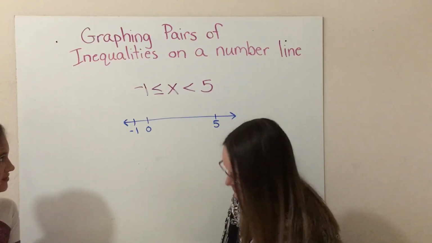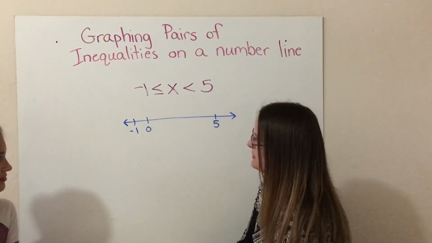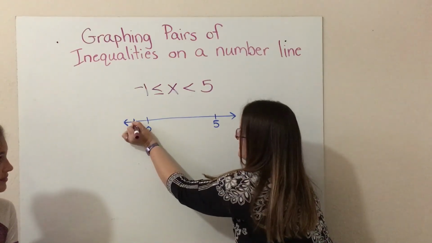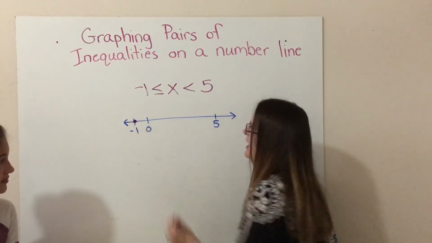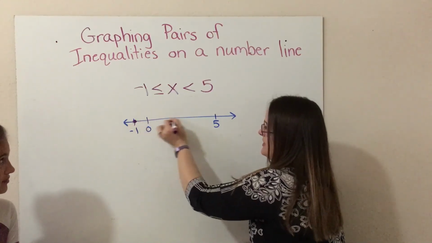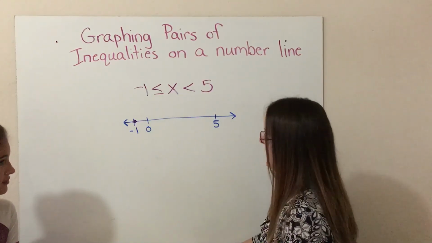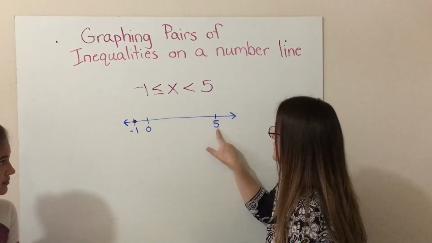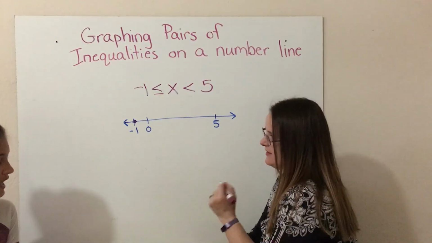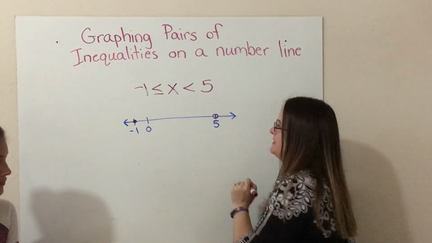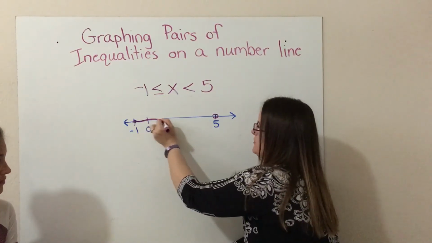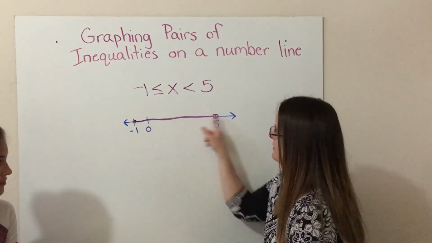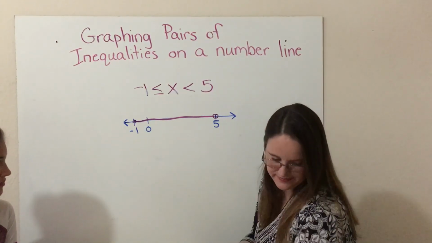So on my -1 here, should I have an open dot or a closed dot? Closed dot. It should be closed because of that equal sign. And my x is going this way. It's bigger than that. X is less than 5. Should this be an open dot or a closed dot? An open dot. That one should be an open dot. And then in between, x can be anywhere in between those two values.